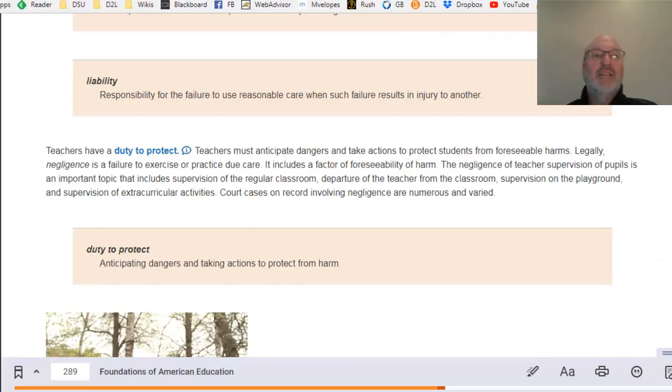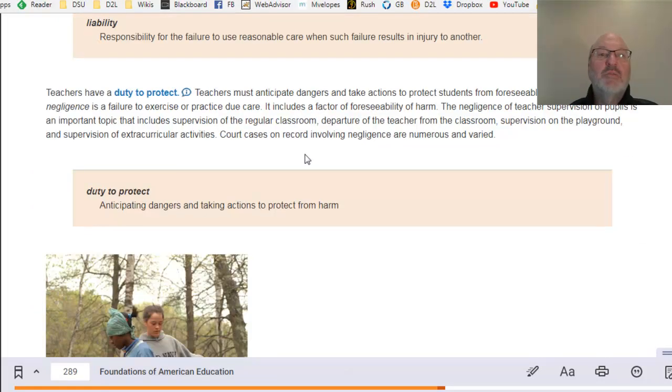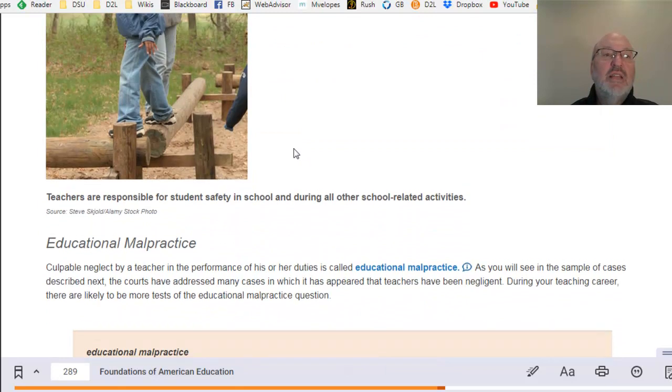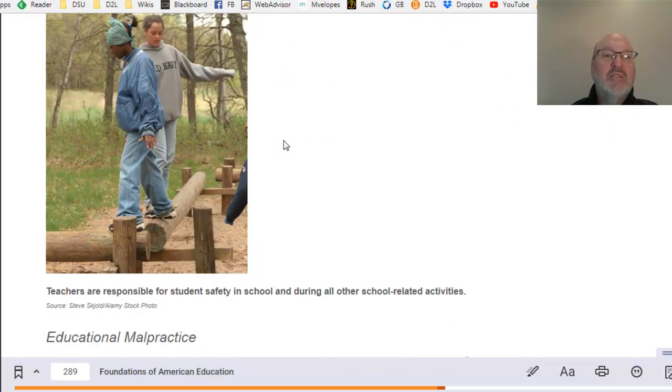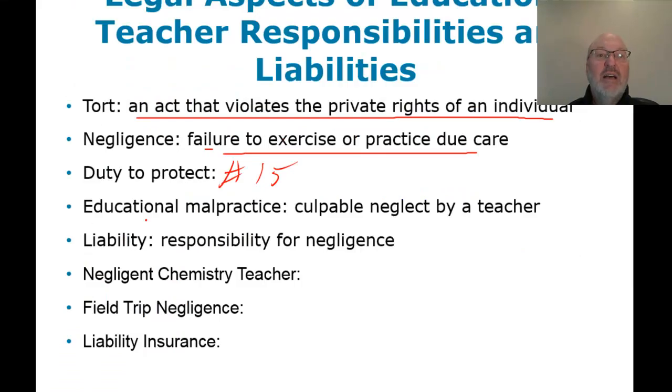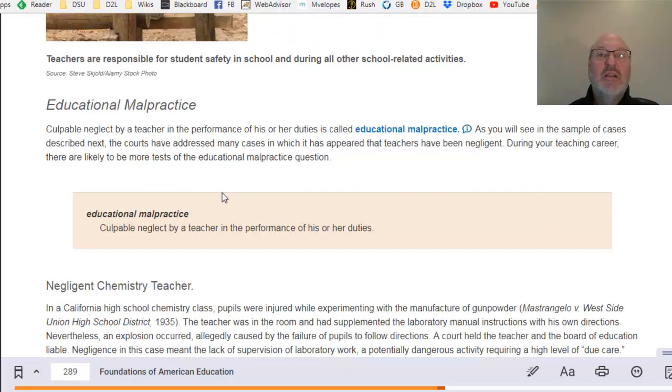And please protect my children, because that is one of your substantial duties as a teacher. That's okay with me if they walk on those things, they learn their balance. So what is educational malpractice? It is culpable neglect by the teacher. Sample of a case described next.